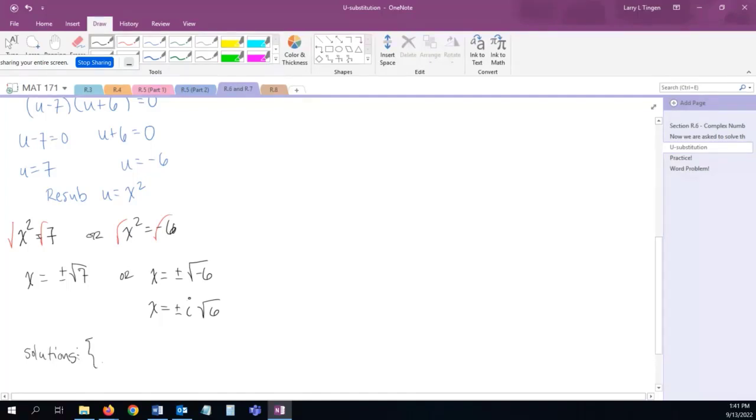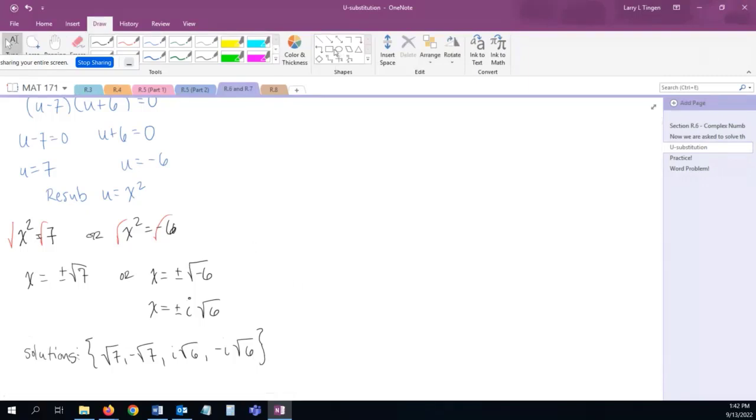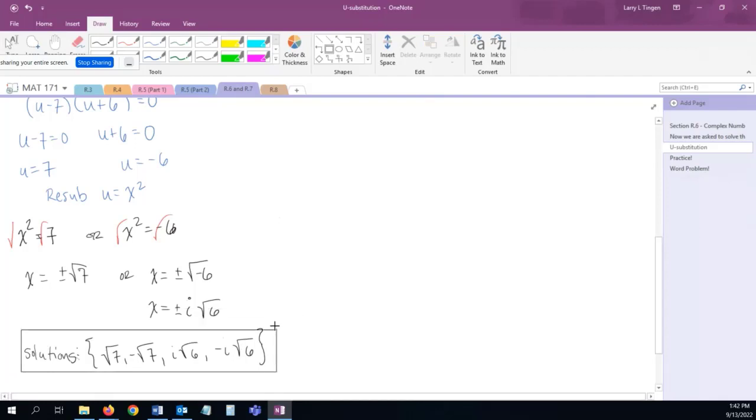Right? The solutions for this problem include the square root of 7, the negative square root of 7, i times the square root of 6, and negative i times the square root of 6. All 4 of those are solutions. If you're a pattern seeker, and if you're a human being, that's what your brain does, you may have picked up that this problem has 4 solutions.